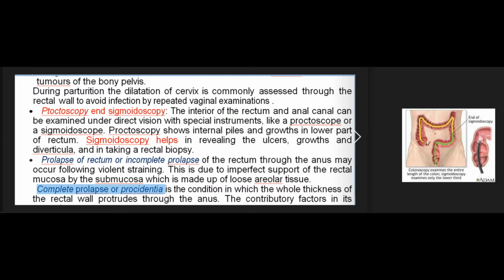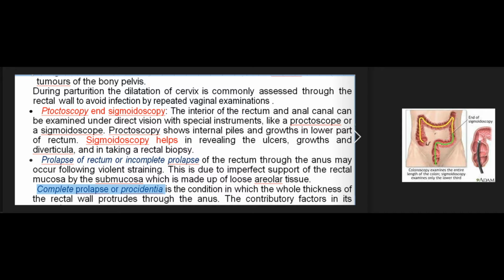Proctoscopy and Sigmoidoscopy. The interior of the rectum and anal canal can be examined under direct vision with special instruments, like a proctoscope or a sigmoidoscope. Proctoscopy shows internal piles and growths in lower part of rectum. Sigmoidoscopy helps in revealing the ulcers, growths, and diverticula, and in taking a rectal biopsy.